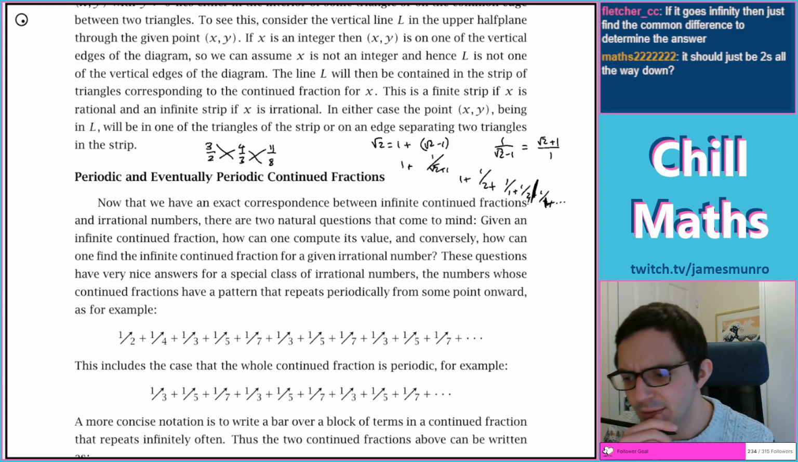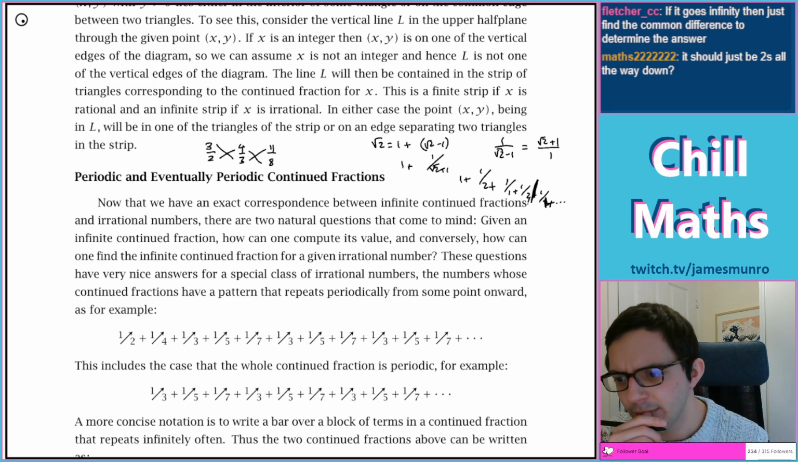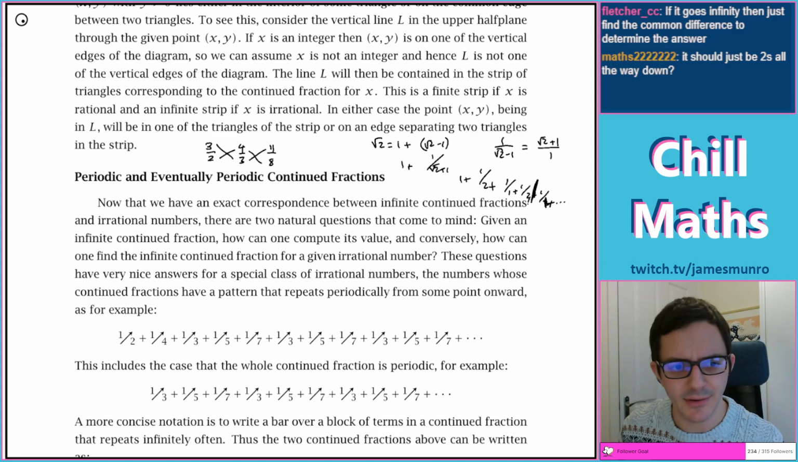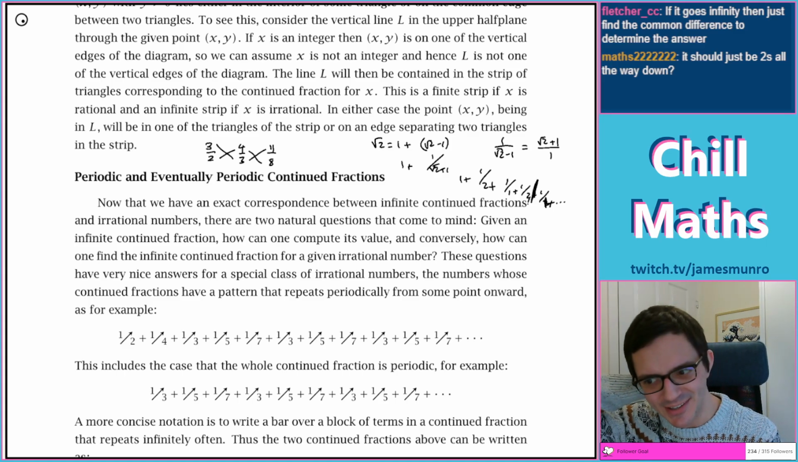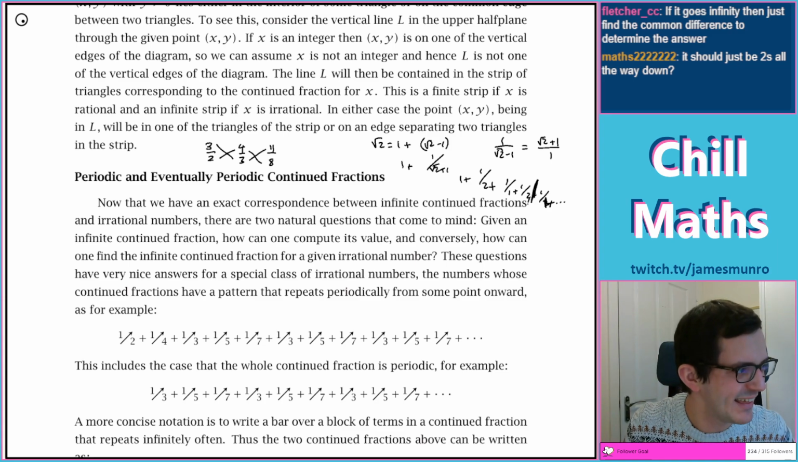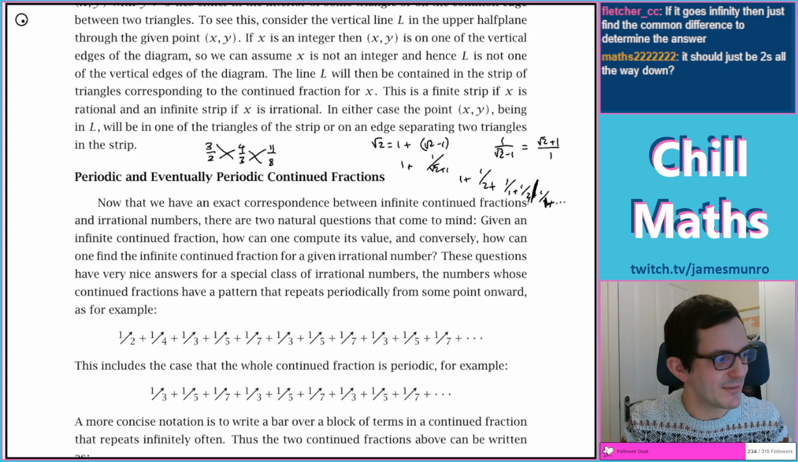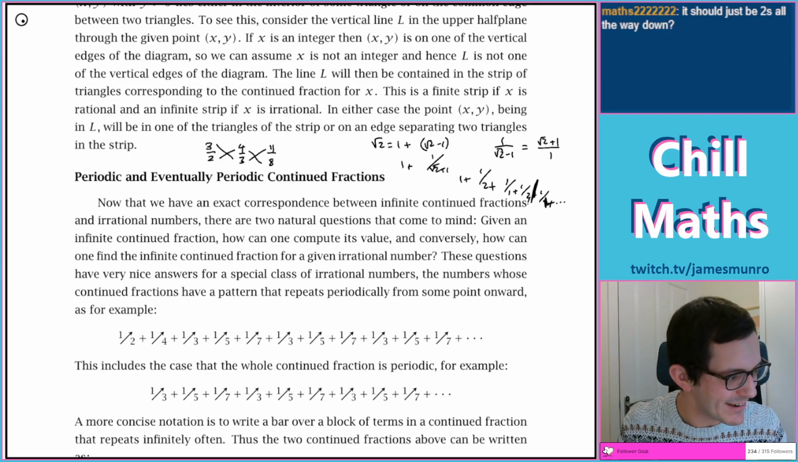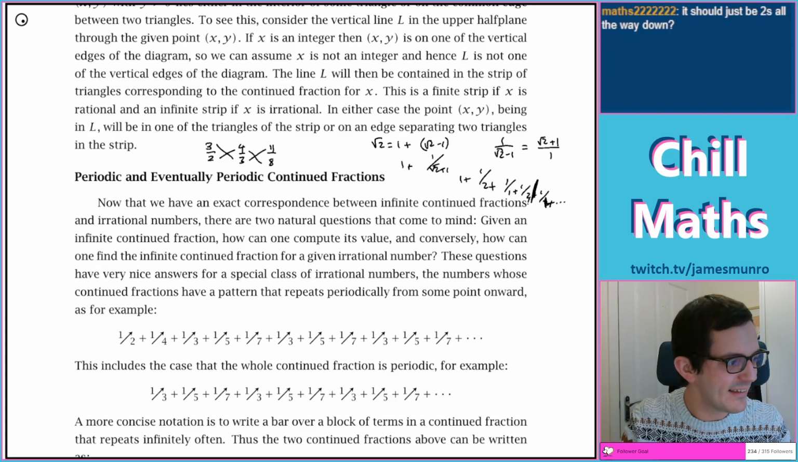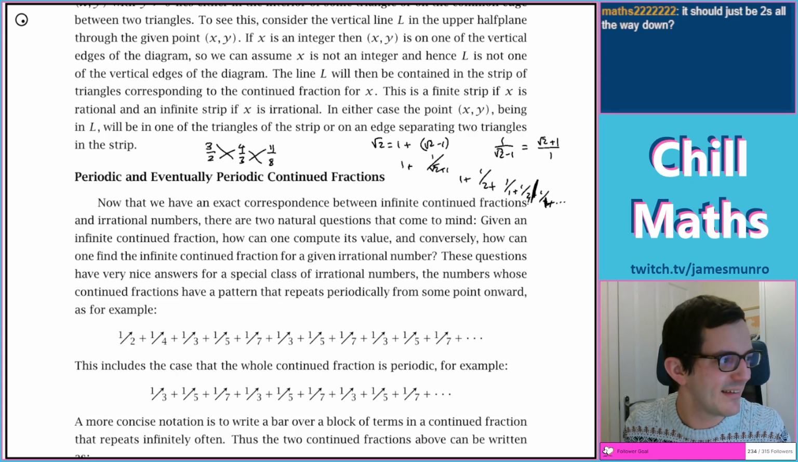But yeah. Oh, should it just be 2s all the way down? What am I working out? Yeah, mine are too small, aren't they? Maybe they're too small. Fine, I'll be lazy and I'll use Wolfram Alpha. Oh, it is 2s all the way down.